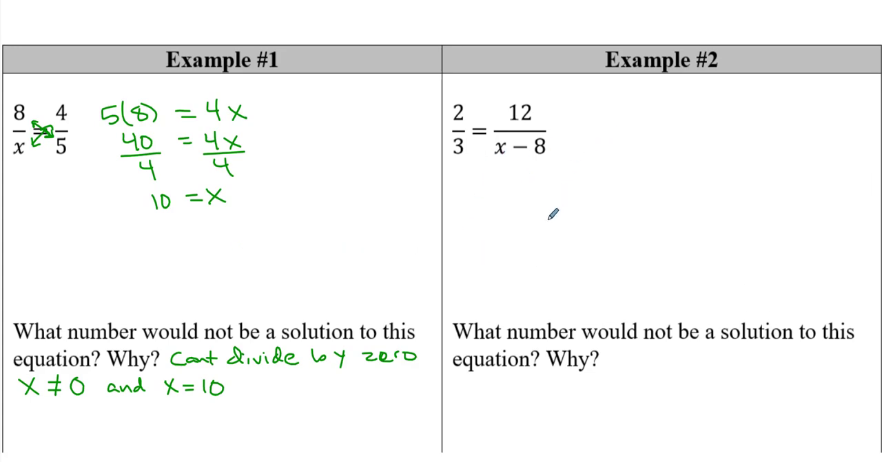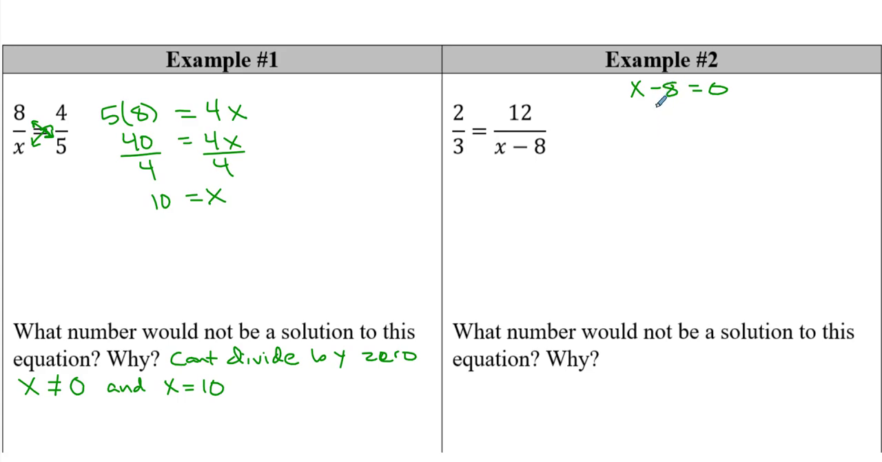Alright, let's take a look at example number 2. What number would not be a solution to this equation and why? We have this variable in the denominator. This time it's a little different because we have two terms. So we can't just say 0, right? If we put a 0, we would get 0 minus 8, and we'd actually have a non-zero number. So we first need to figure out what would make this expression in the denominator equal 0. What value can we plug in that would give us 0? We do that by setting the expression equal to 0 and then solving for x.